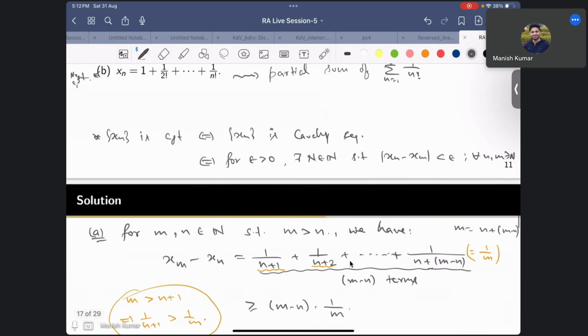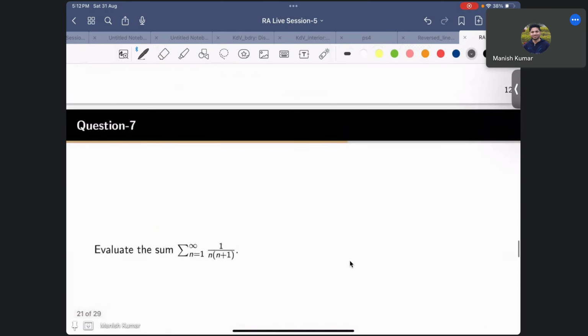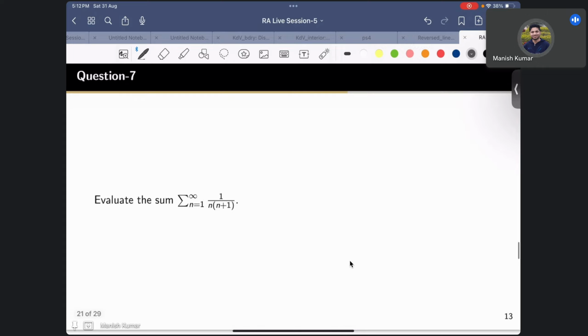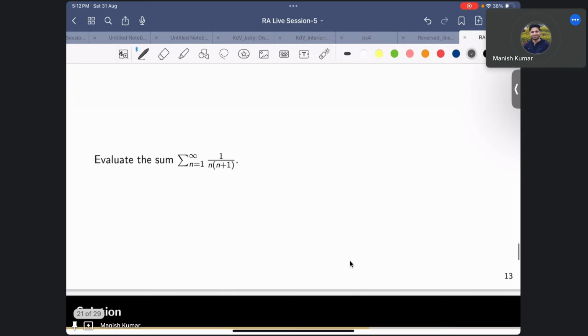Okay, now let's move to the next problem, the 7th one. Again, this is easy and similar to what we have done above. So over here again we will do the same thing. We'll write this a_n. Okay, so what is a_n over here?